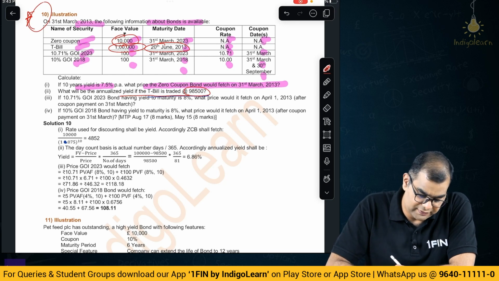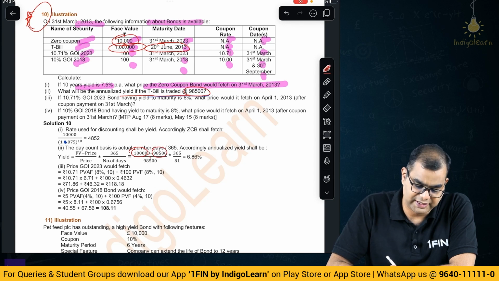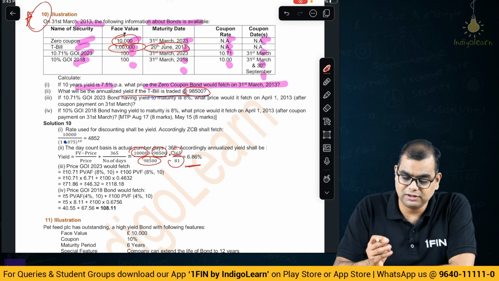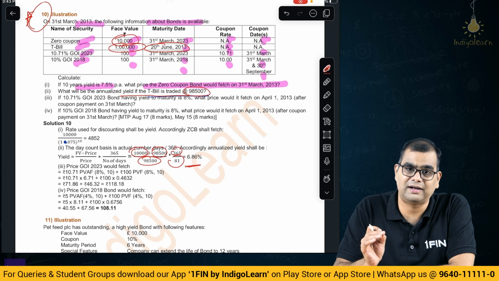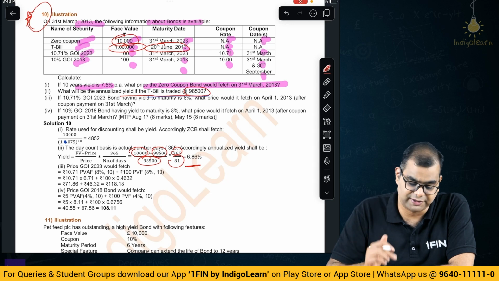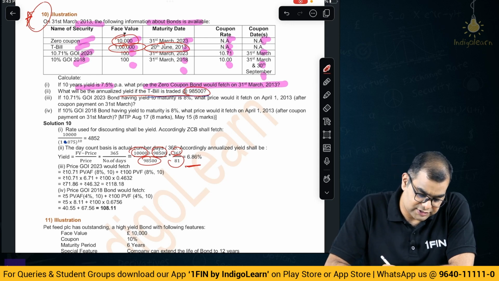So, what you do? Face value, which is 1 lakh, minus 98,500, divided by 98,500, into 365 by 81. You will get 6.88. Please note, all instruments are multiplied by 365 other than repo and reverse repo, which use 360. Next, 6.86, very simple.